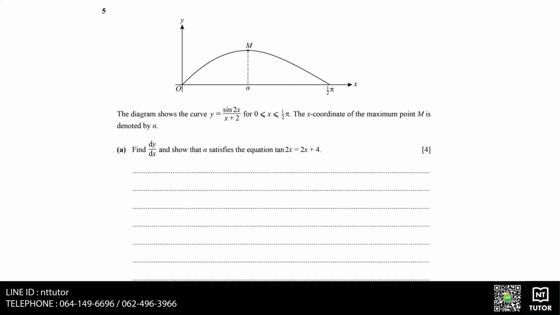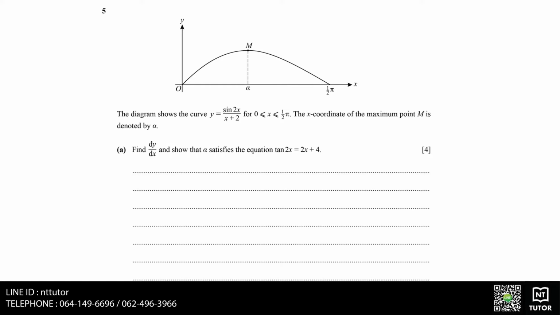The diagram shows the curve y equals sin 2x over x plus 2 for x from 0 to pi over 2. The x-coordinate of the maximum point M is denoted by alpha. A. Find dy over dx and show that alpha satisfies the equation tan 2x equals 2x plus 4.